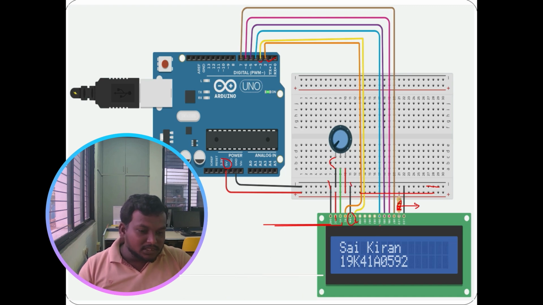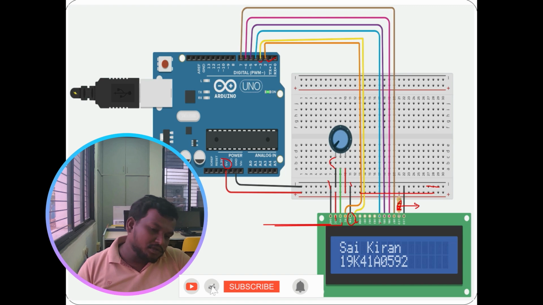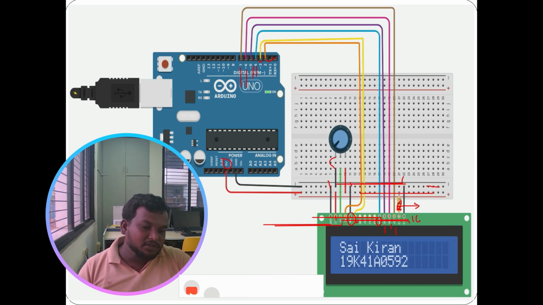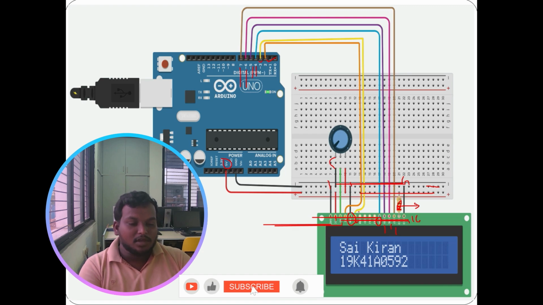So next, DB4 is connected to 4. Next, DB5 is connected to 5, DB6 is connected to 6, and DB7 is connected to 7, and the LED cathode, the last pin, pin 16, is connected to ground. Okay. So this is the experiment. We need to build this one.